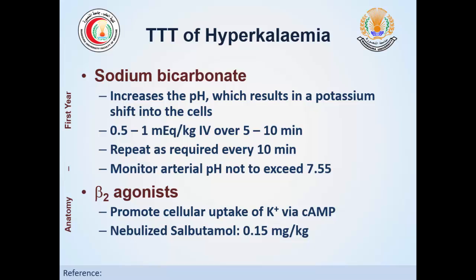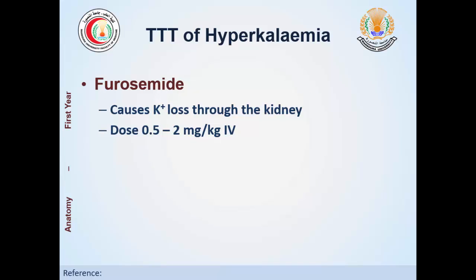7.55. بيتا 2 agonist برضو نفس القصة، بتعمل ايه؟ بتشفت البوتاسيوم from the extracellular fluid to the intracellular، يبقى انا كده بقلل البوتاسيوم. Nebulized salbutamol 0.15 ملغ per kg. Furosemide also from the line of treatment of hyperkalemia because it causes potassium loss through the kidney, and the dose is half to 2 mg per kg intravenous.